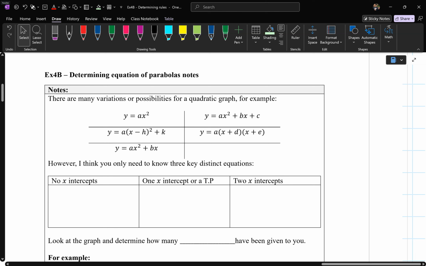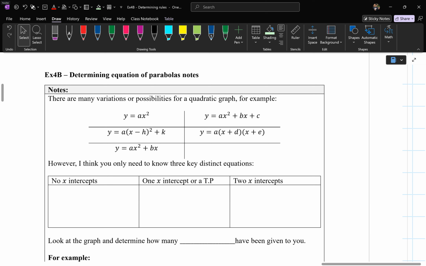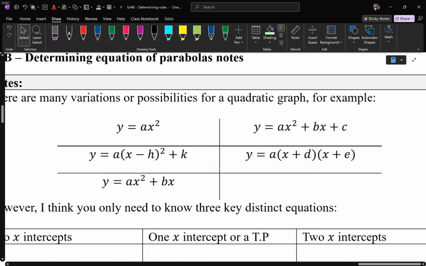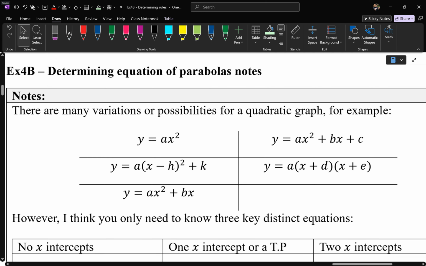Exercise 4B, determining equations. So 4B is determining an equation. In your textbook, they usually give you a whole bunch of rules. For example, here, these are the different types of models that you can have for quadratic. I normally like to simplify it down to just 3 basic ideas that you need to look for.